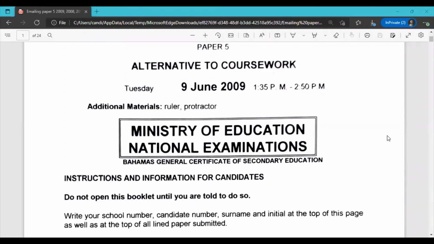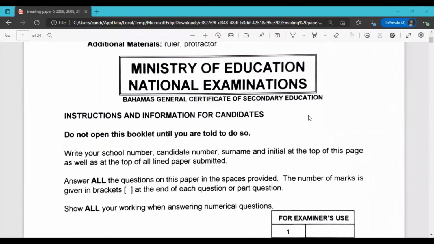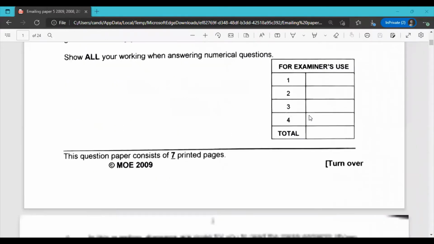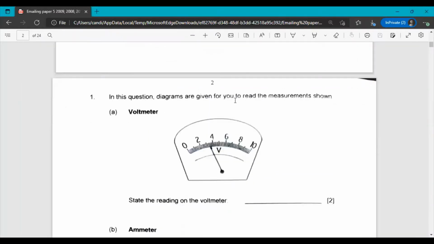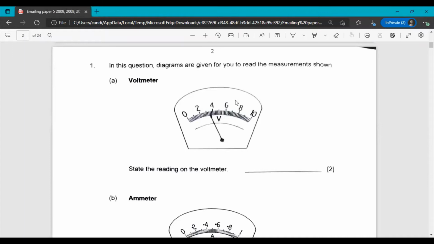Okay, these are some more samples from paper 5, alternative to coursework. If you are taking the core exam, you do have to take this paper if you did not do coursework during the year. So if you are taking core or extended, doesn't matter, you have to take this paper. All right, let's look at these questions.